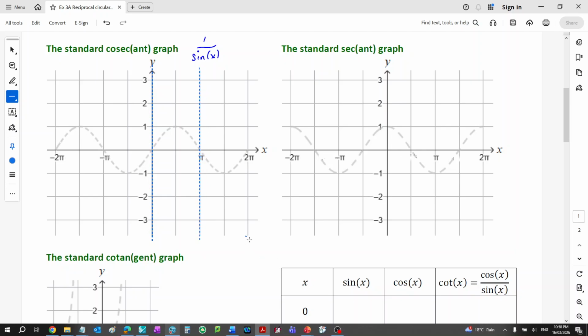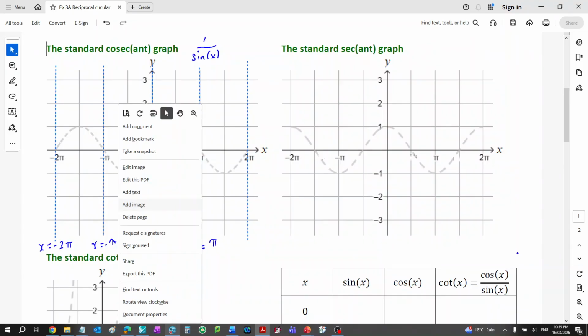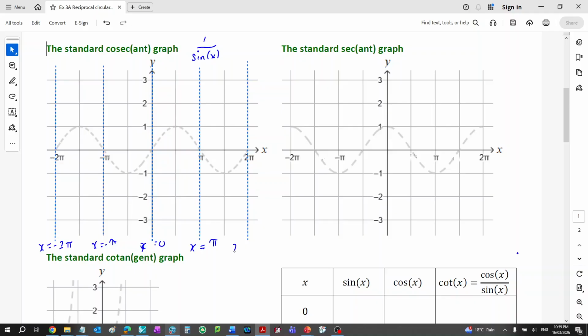Over here, x equals 2 pi. Over here, x is minus pi. And over here, x equals minus 2 pi, in terms of the domain that we can see here from minus 2 pi to 2 pi. I'm going to put my equations for my asymptotes, of course. Minus 2 pi, minus pi, 0, pi, and finally 2 pi.